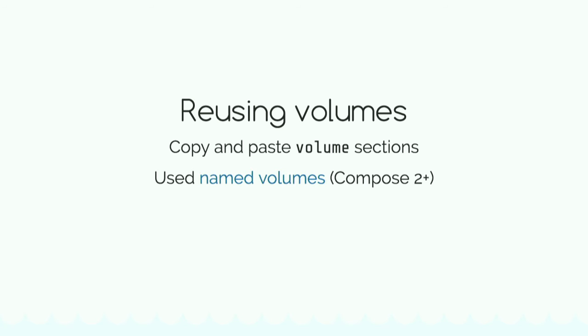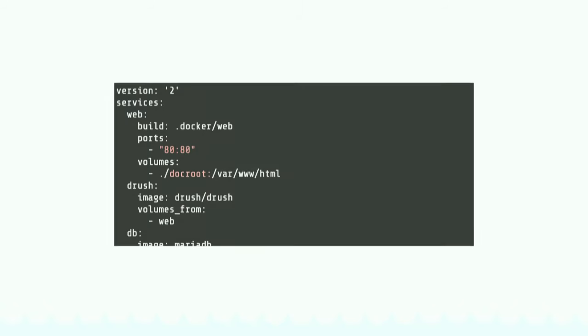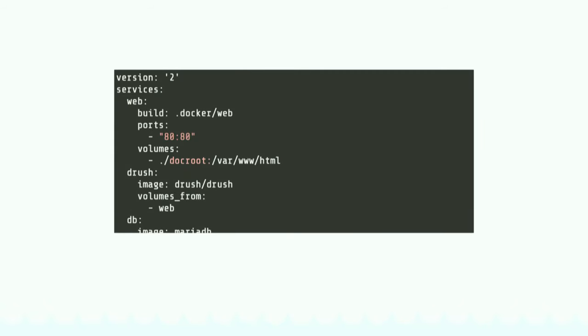No. We could also use a new facility in Compose version 2 called named volumes. That's complicated and a little bit more heavy duty than we need. So we can actually use another thing called volumes_from. Volumes_from is really great because what it does is it says, for this particular container, use all of the volumes that are specified on that container. And you just pass one or more container names. And it will just grab those configurations for you, no matter what they are, and mount them exactly as they would be into that container. So we're going to mount our docroot along the same exact path into our Drush container.